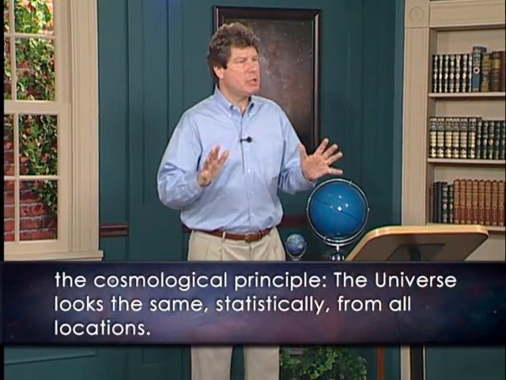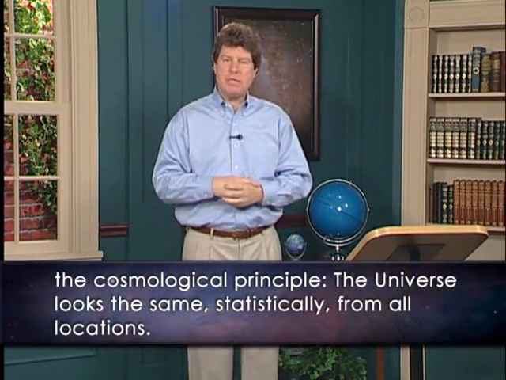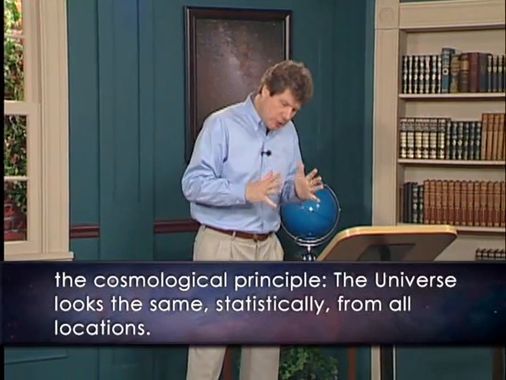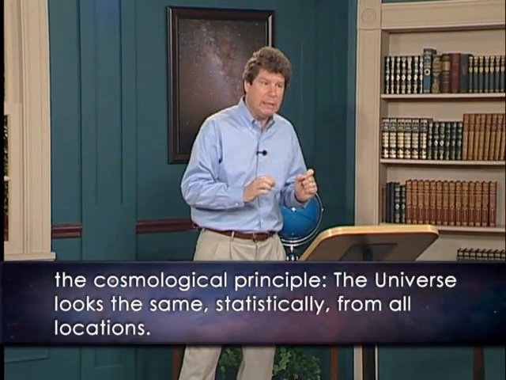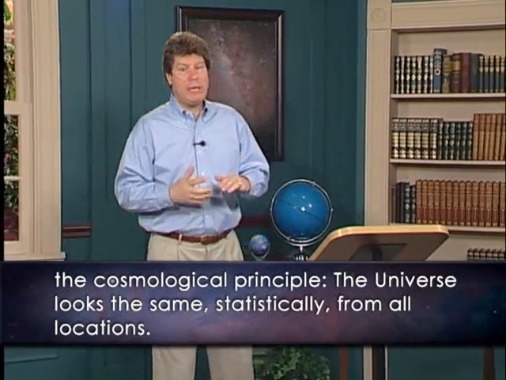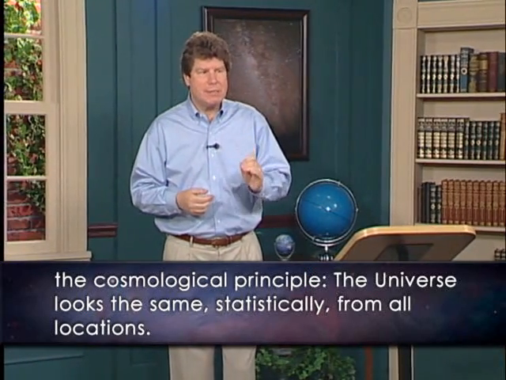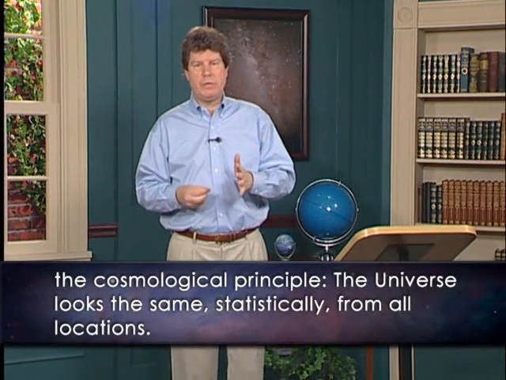Now, these qualities of large-scale isotropy and homogeneity are sometimes rolled into a single idea called the cosmological principle, which states that the universe looks the same statistically from all locations, where statistically means as long as we average over large enough volumes.